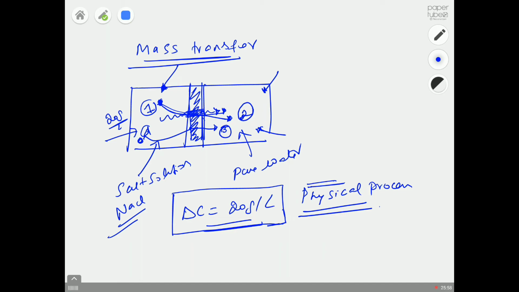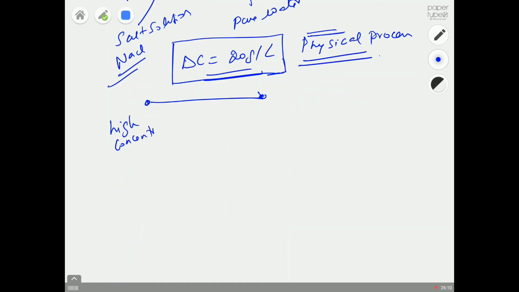And one more thing you should know is that mass transfer is a one-way process. It goes from one side to another side, from the high concentration side to the low concentration side.